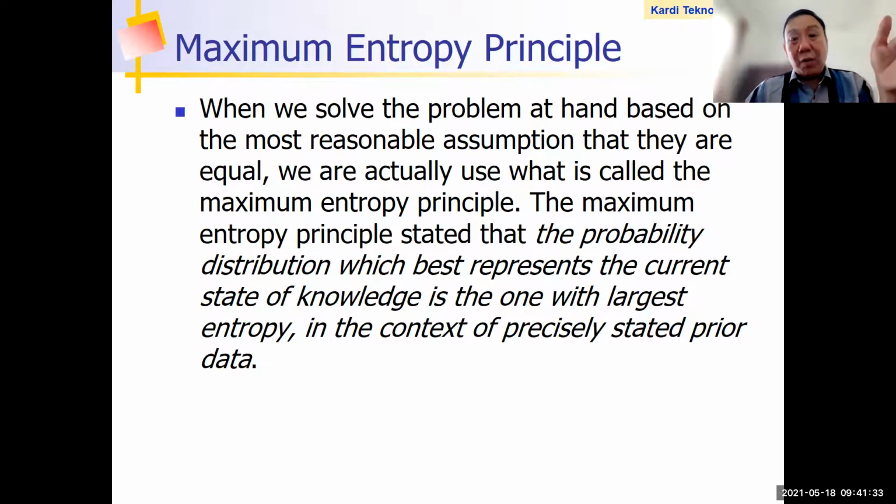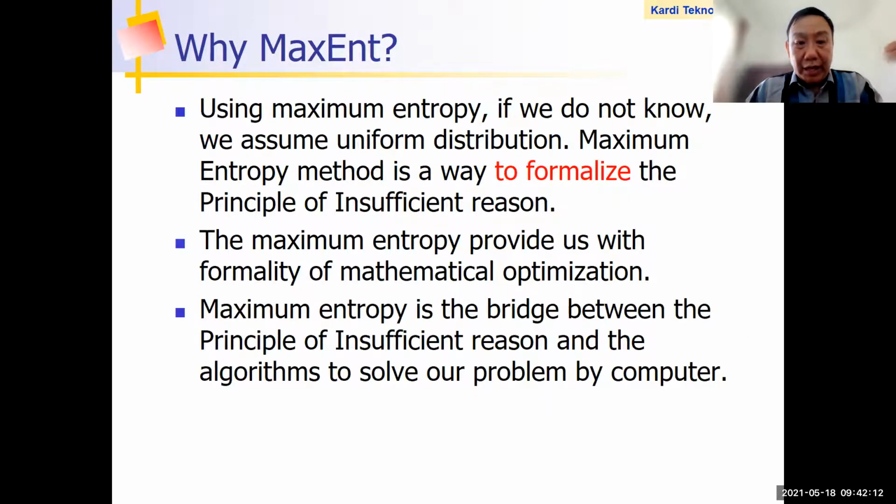When we solve the problem at hand based on the most reasonable assumption that they are equal, we are actually using what is called the maximum entropy principle. What is the maximum entropy principle? The probability distribution which best represents the current state of knowledge is the one with the largest entropy. As simply as that. Of course, maximum entropy subject to the constraint of the prior data. Using this, we can solve it using a computer.